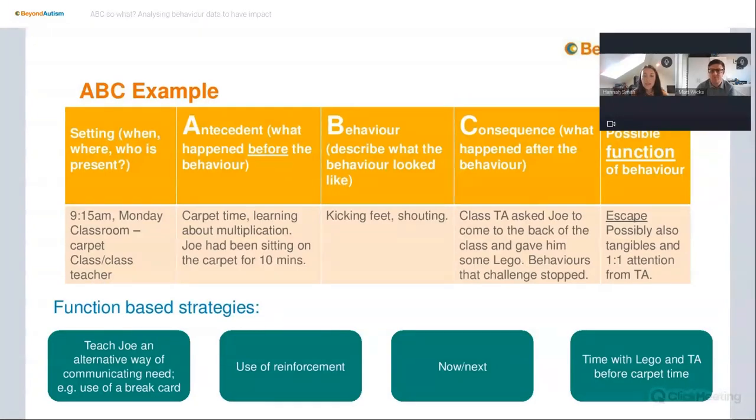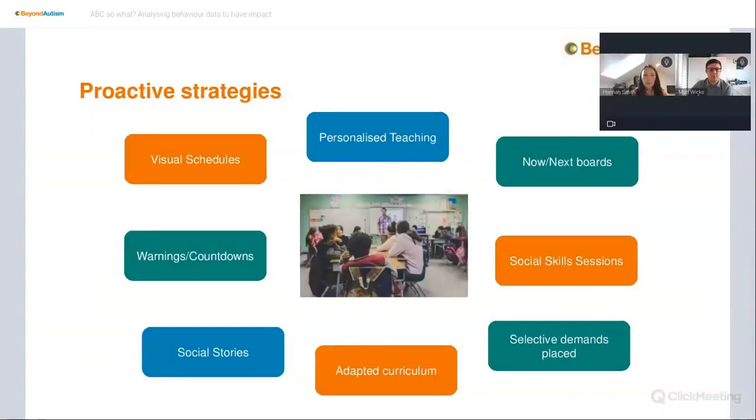So what we're going to do now is have a look at some proactive strategies and reactive strategies. And these are more general proactive and reactive strategies. Once you know the function, you want to be putting in specific function-based strategies, but just to give an idea of some proactive and reactive. The proactive strategies would be things that we're putting in essentially proactively. So all of the time you want to be putting these strategies in, and these are put in place to avoid the need for those behaviours that challenge to happen in the first place.